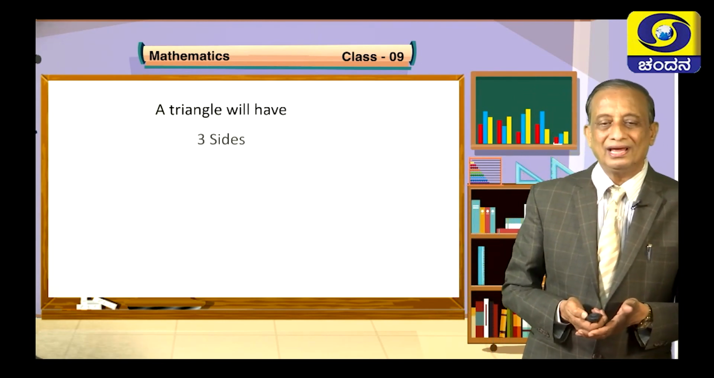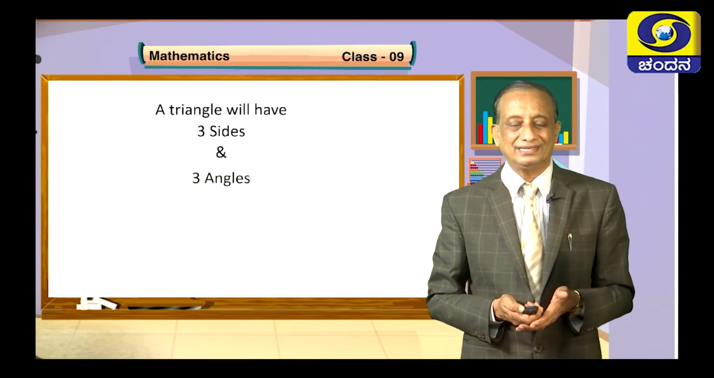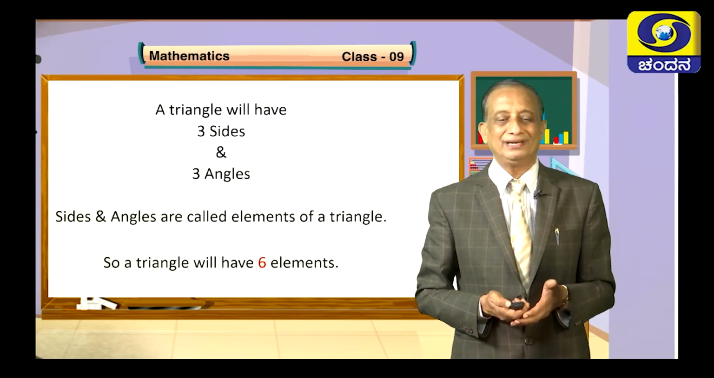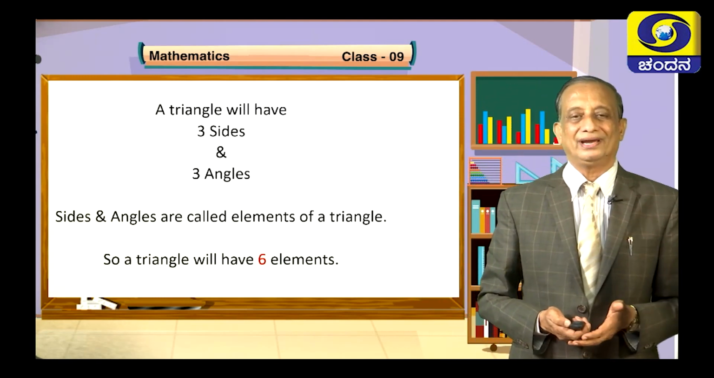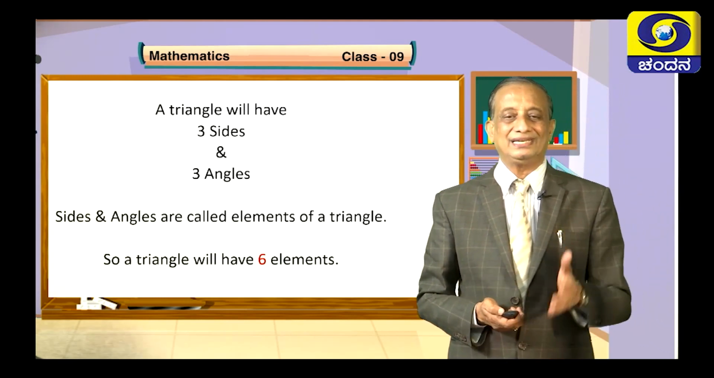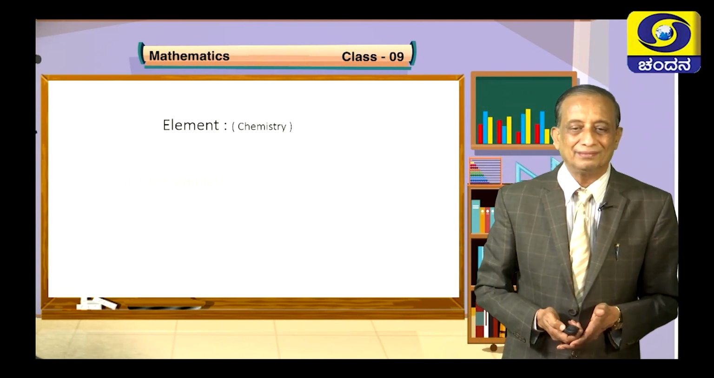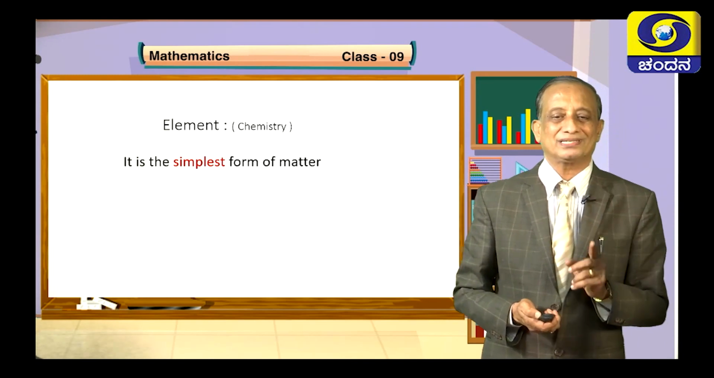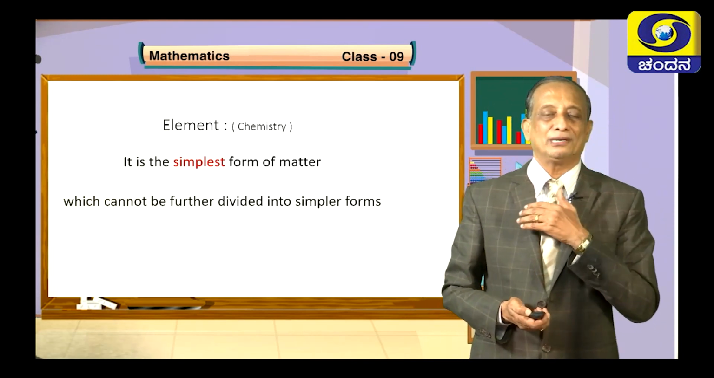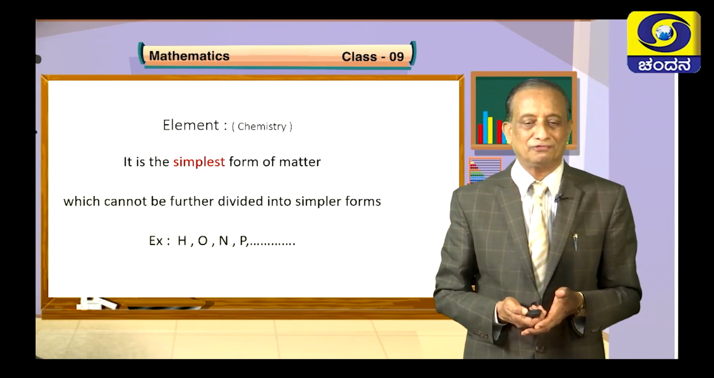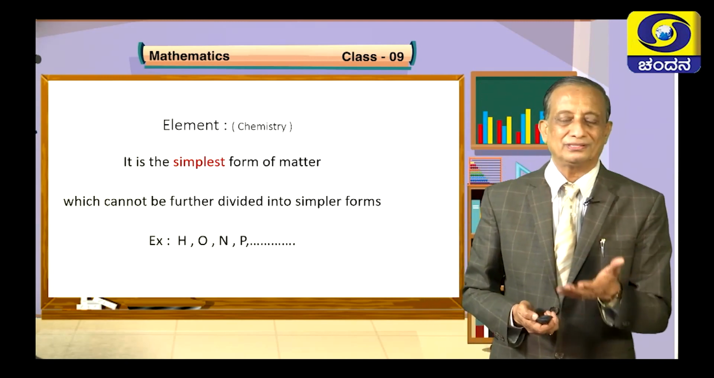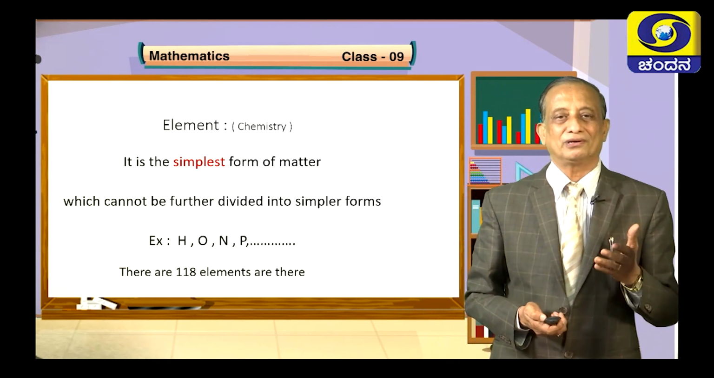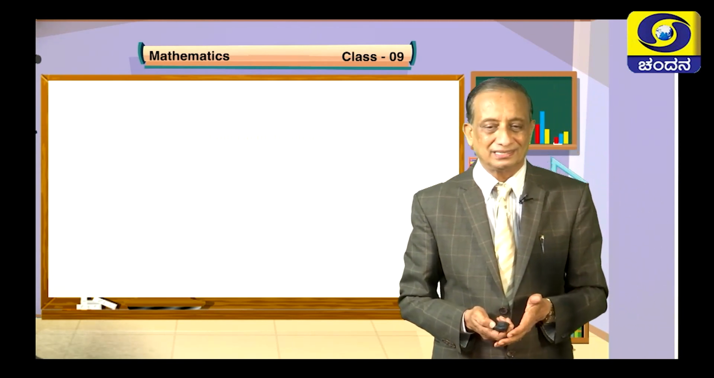A triangle will have three sides and three angles. Sides and angles are called elements of a triangle. So a triangle has 6 elements. Okay. Even in chemistry we use the term element. An element is the simplest form of matter which cannot be further divided into simpler forms. Examples: hydrogen, oxygen, nitrogen, phosphorus, etc. And we all know that there are about 118 elements.